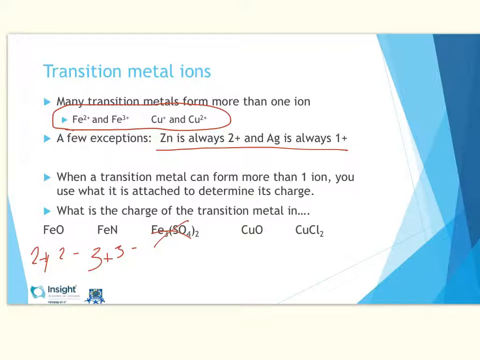And then looking at copper oxide, we know that 2- is oxygen's charge, so the copper has to be 2+. Or chlorine, we know is 1-, except there's 2 of them, so that's a -2 charge. So this copper would also be 2+. Okay, that's something that you will have to use in the lab.